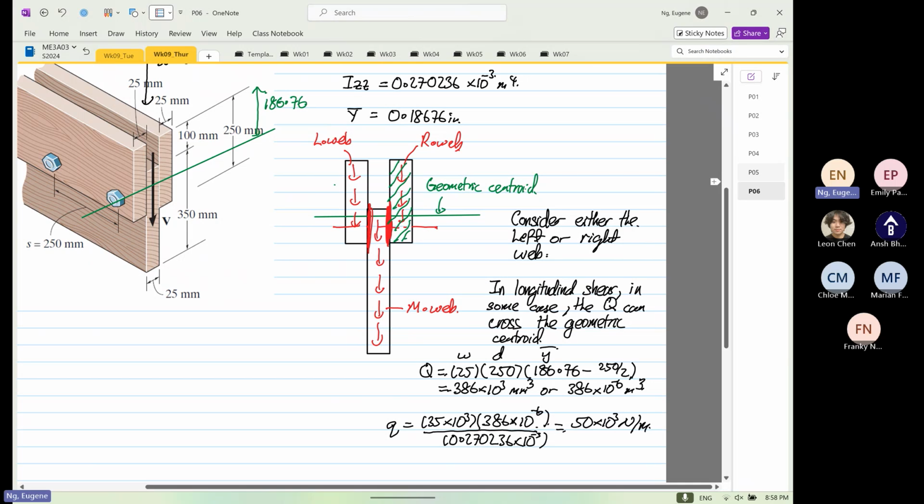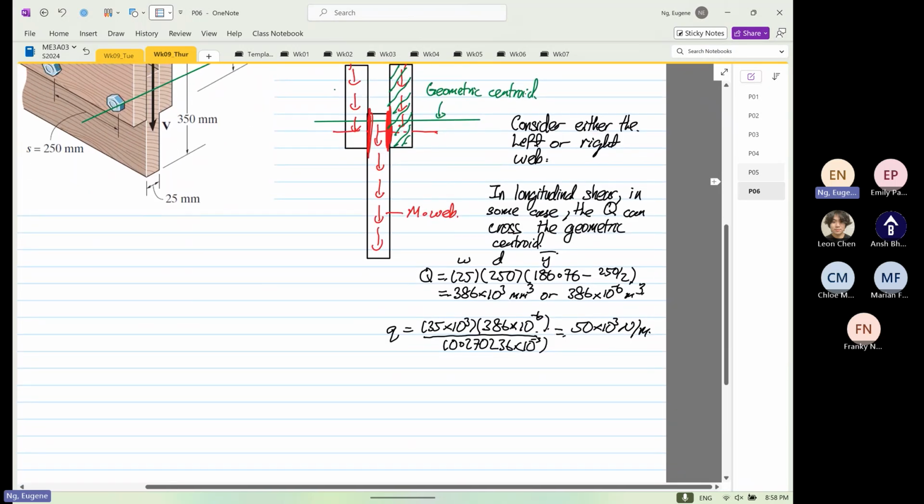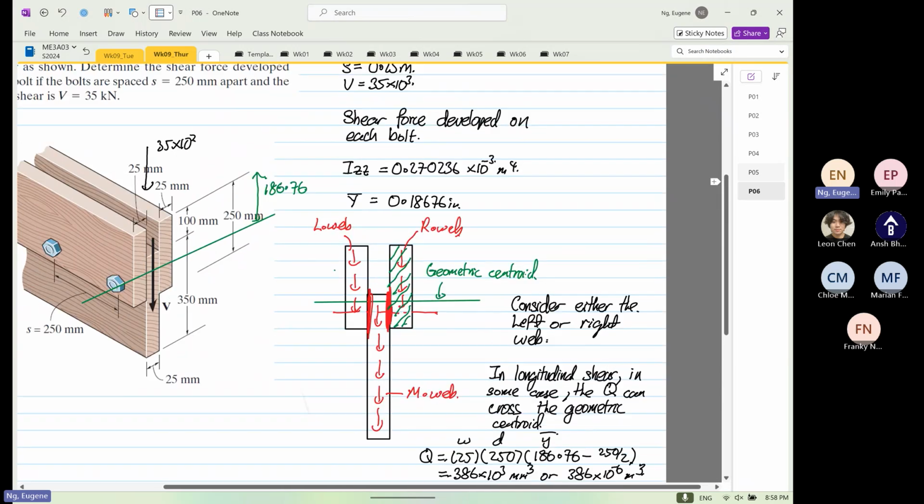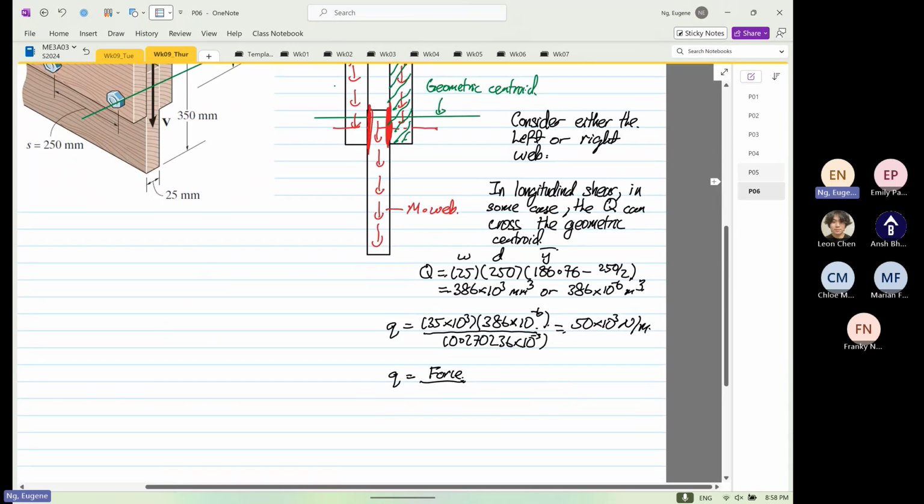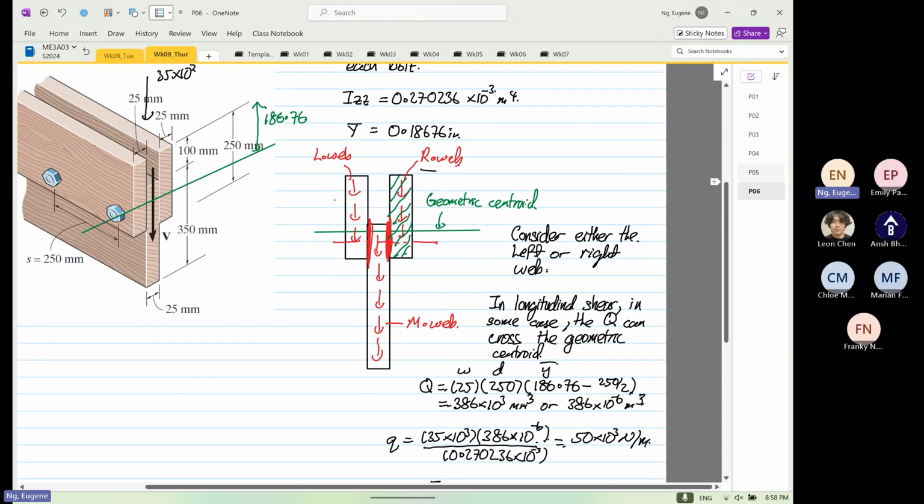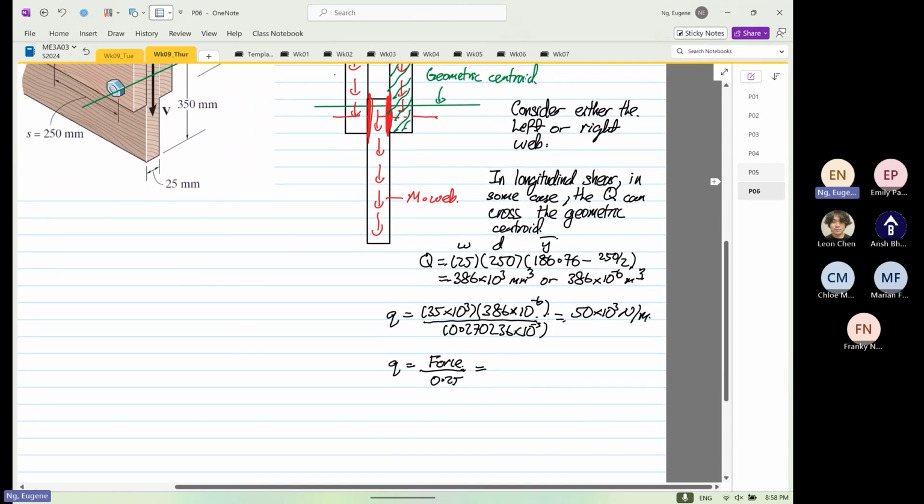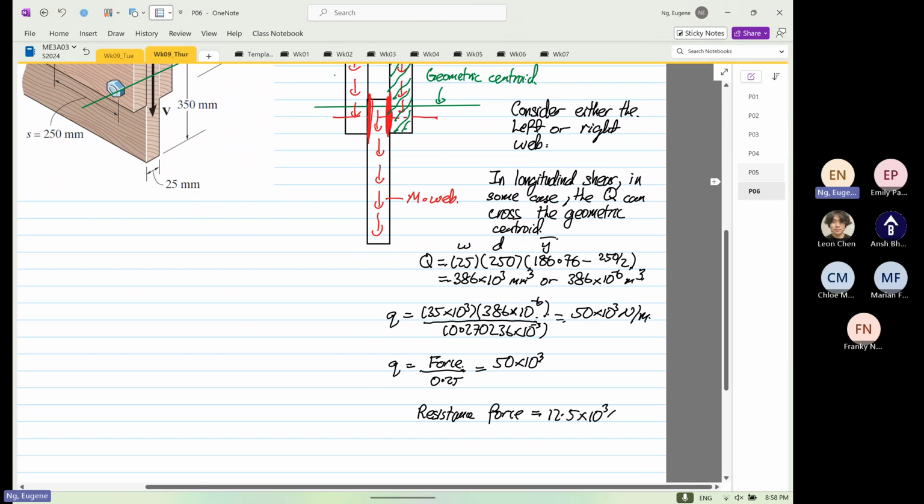Newton per meter. So the resistance force, because we only consider the right, will be equal to the shear flow times the spacing, which is 0.25. And you don't need to multiply by 2 because we only consider the right. This is equal to 50 times 10 to the power 3 times 0.25, which is 12.5 times 10 to the power 3 Newton.